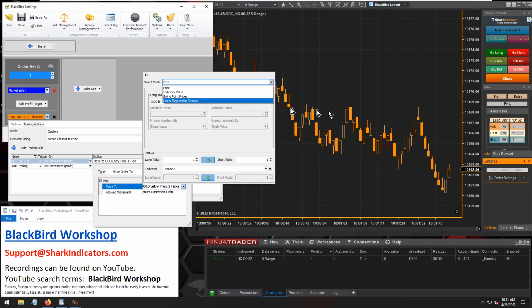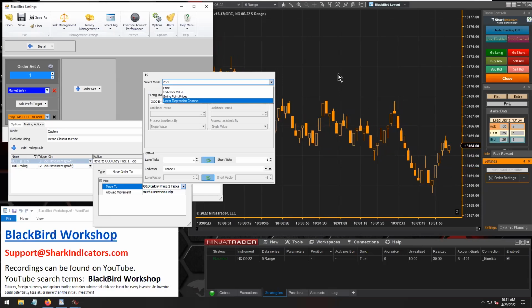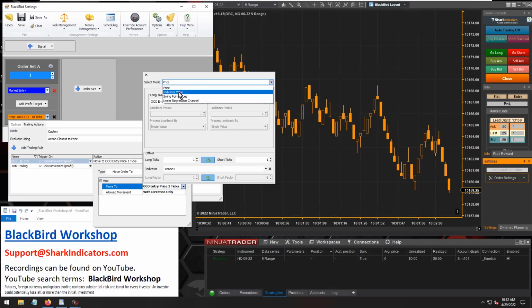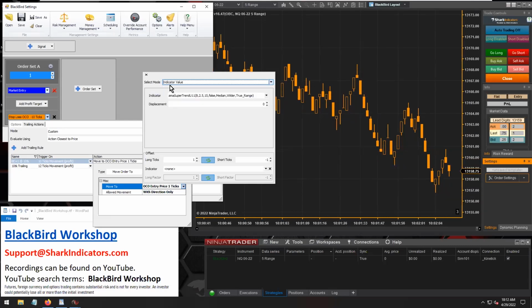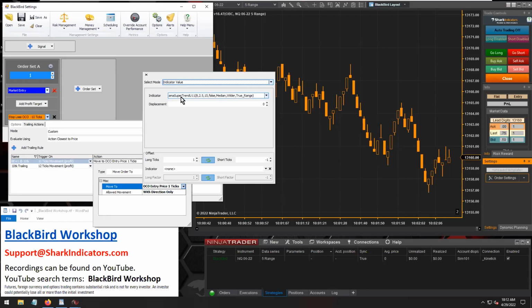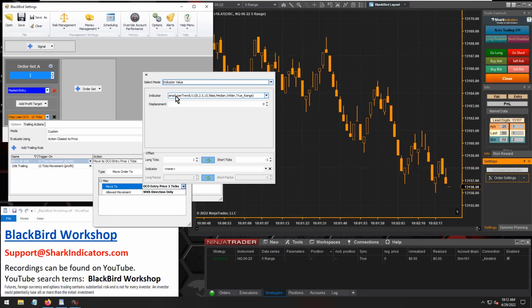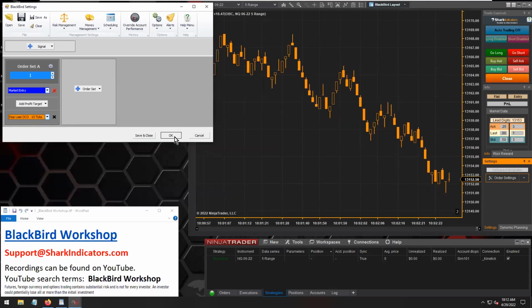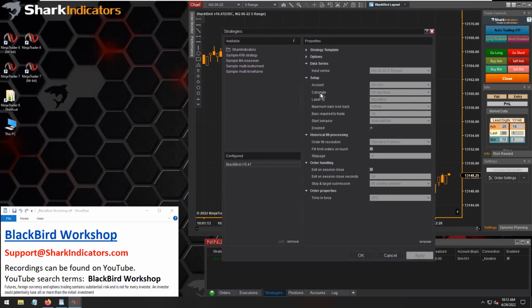Now of course, if BlackBird is running with its calculation set to on price change, then NinjaTrader is updating all your indicators. That means NinjaTrader is running or calculating all of the indicators used inside of BlackBird with that same calculation setting. Going back to the strategy window, all indicators running inside of BlackBird must adhere to whatever calculate setting the strategy is running by. So that's what NinjaTrader does.